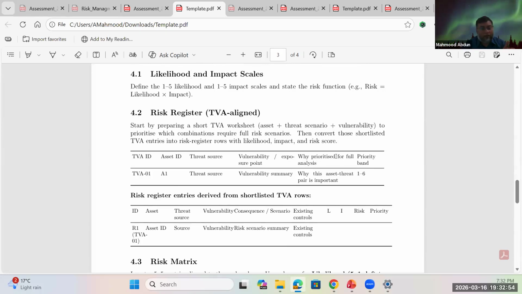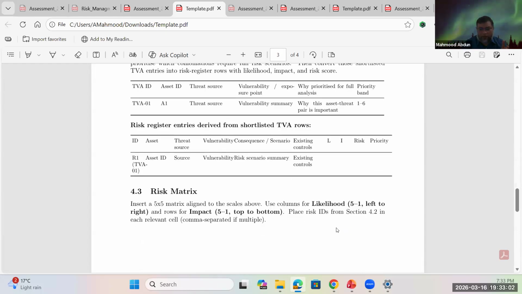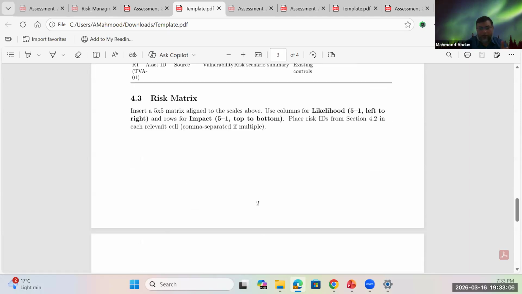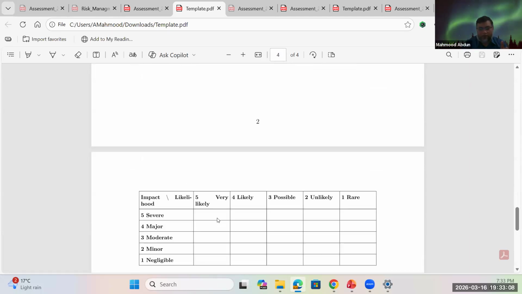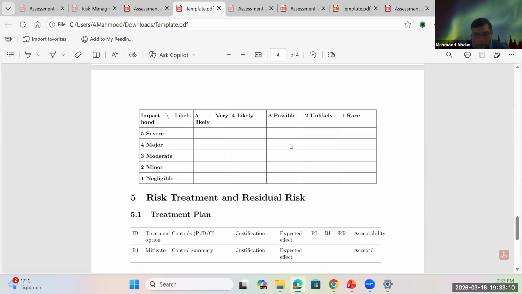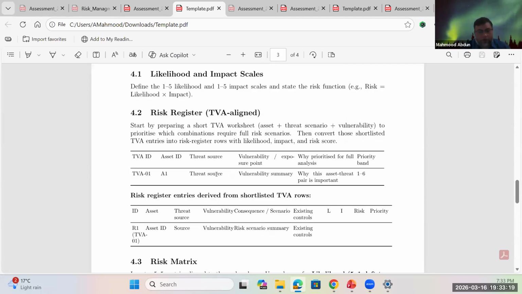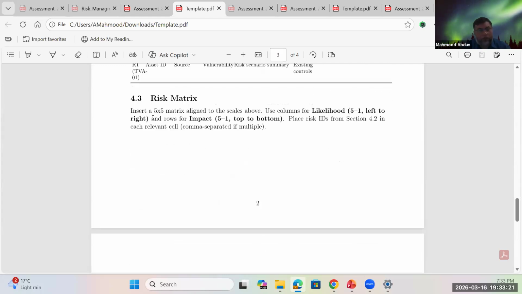do the TVA, okay? Once you do the TVA, the next step after the TVA is to generate this 5 times 5 matrix like this one. So remember the TVA? The TVA was the threat vulnerability asset matrix. That one is basically this one, 4.2. And after 4.2, you come to 4.3.